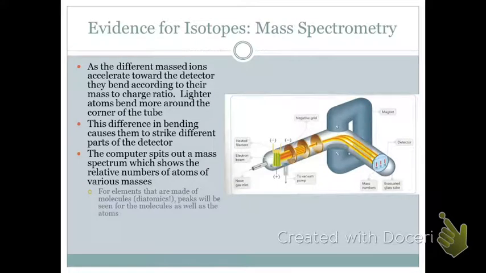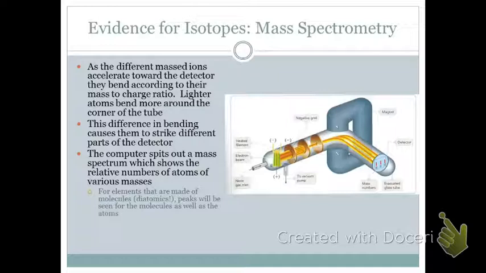Now, as they accelerate towards the detector, they're not all the same mass because in a sample you may have different isotopes of, let's say, carbon or neon or whatever it is that you've injected. Now, this is designed as a bent tube on purpose. As soon as the ions hit that bend, they're not all the same mass to charge ratio. So when they bend, they don't bend the same way, and then they start to separate.